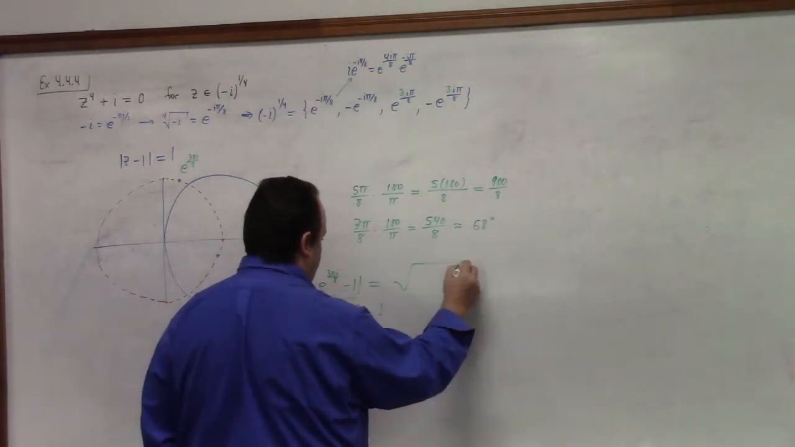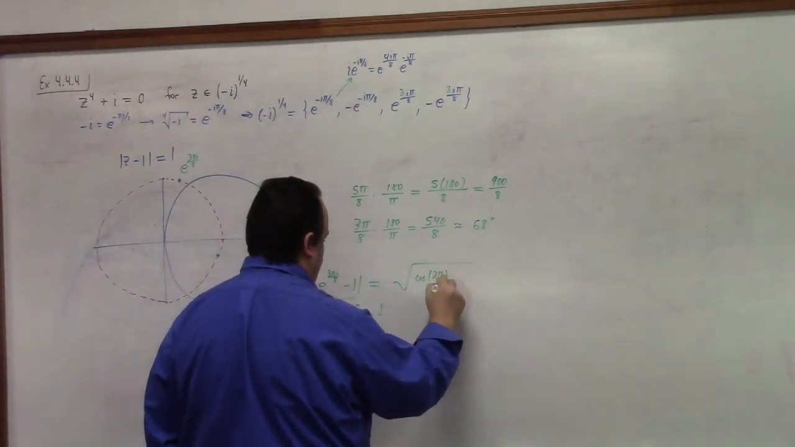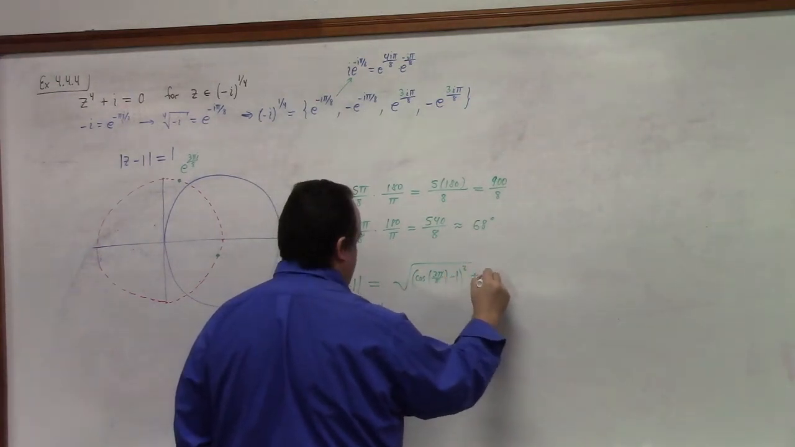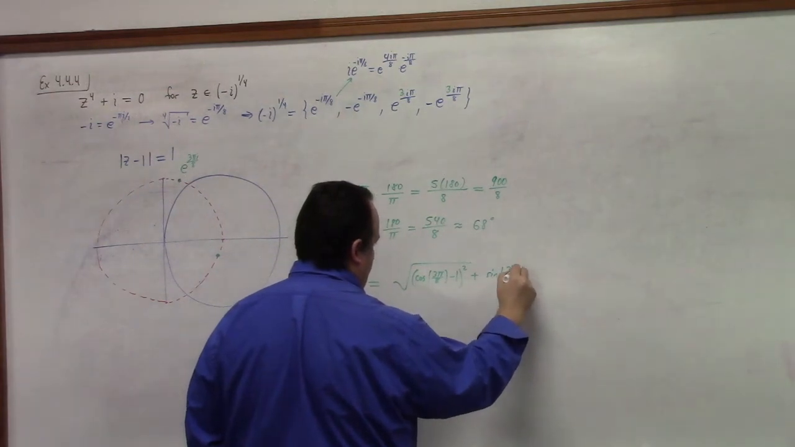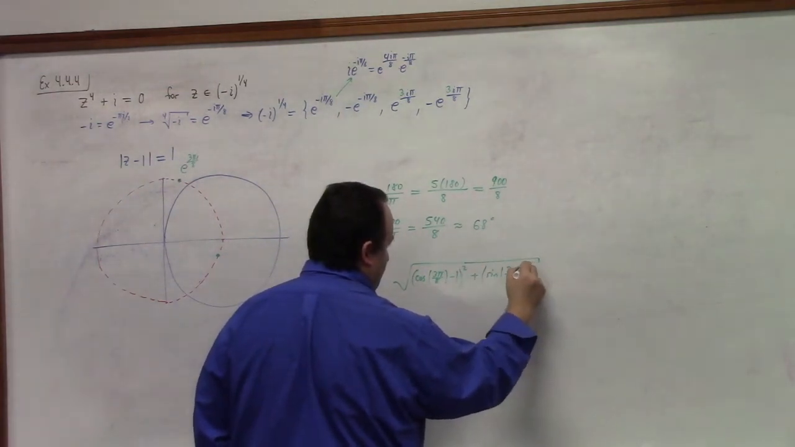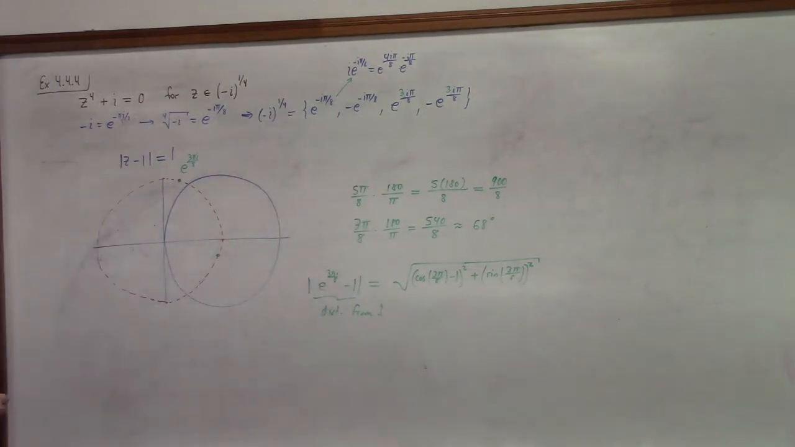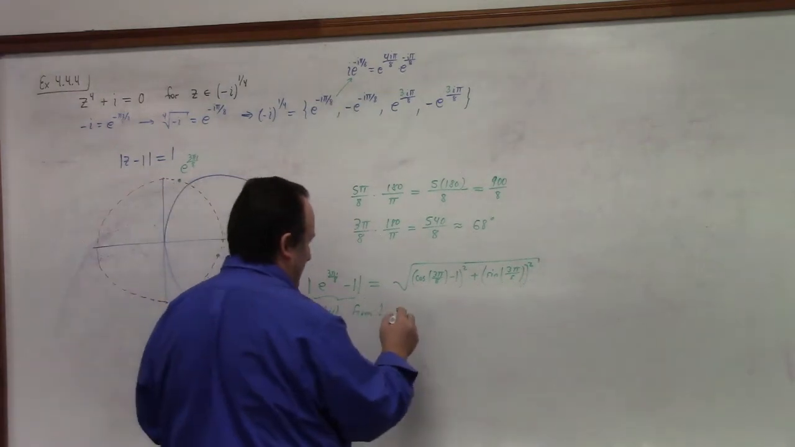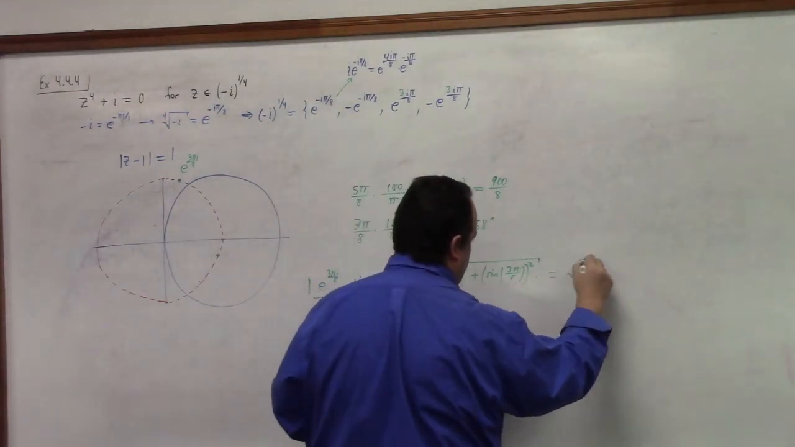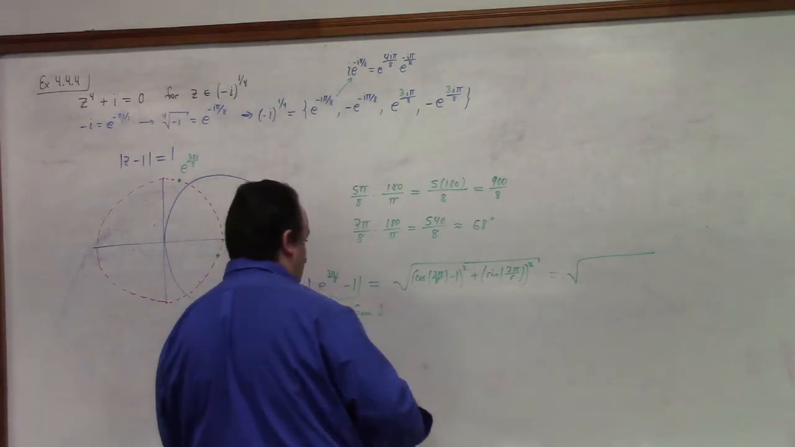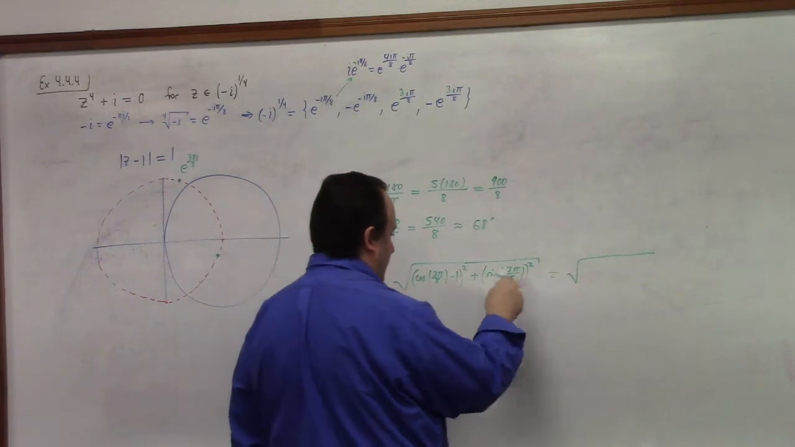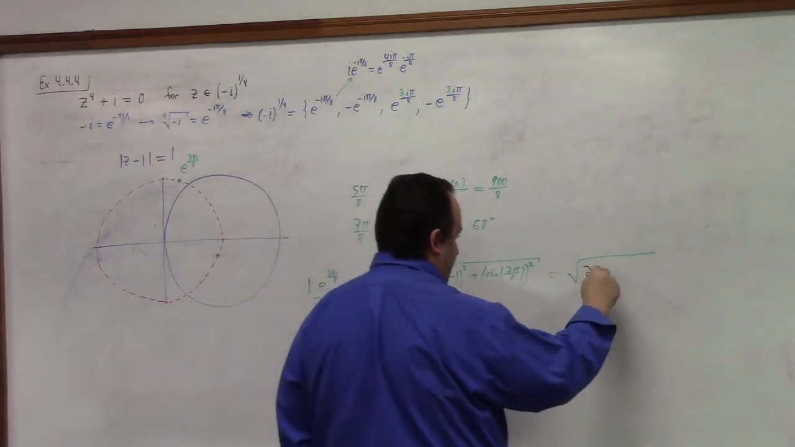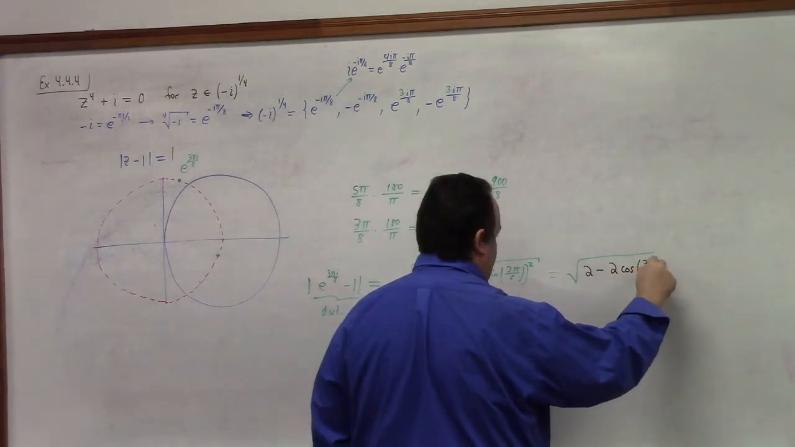That looks like the square root of cosine of 3 pi over 8 minus 1, squared, plus the sine of 3 pi over 8 squared, which I cannot do without a calculator. So this gives you a cosine squared plus sine squared, which gives you a 1. So you get 2, yeah? And then minus 2 cosine 3 pi over 8, I think.